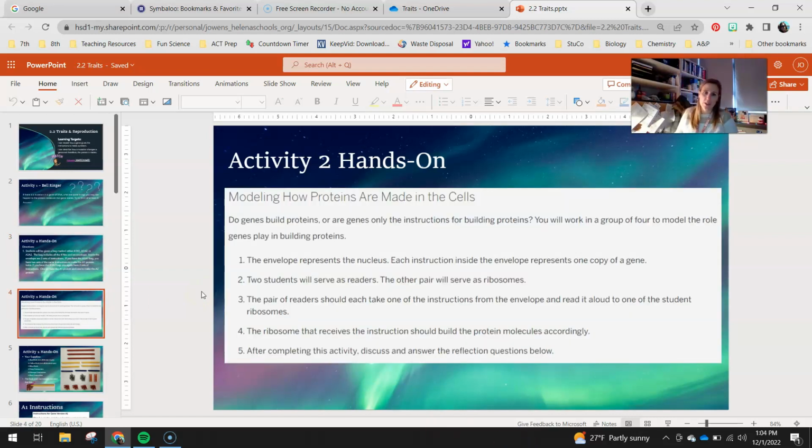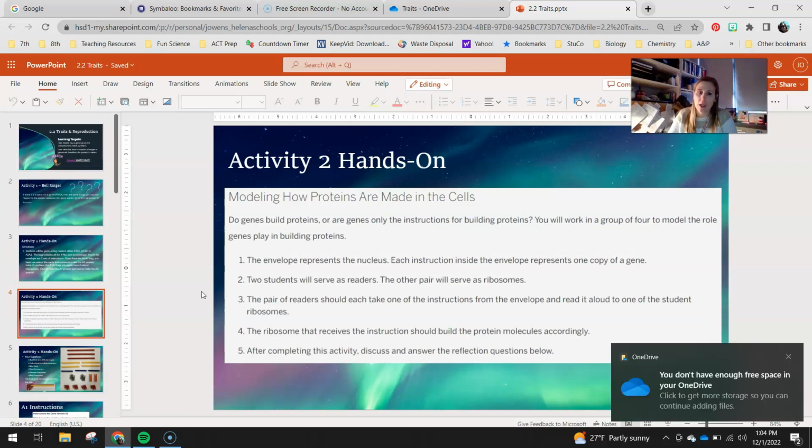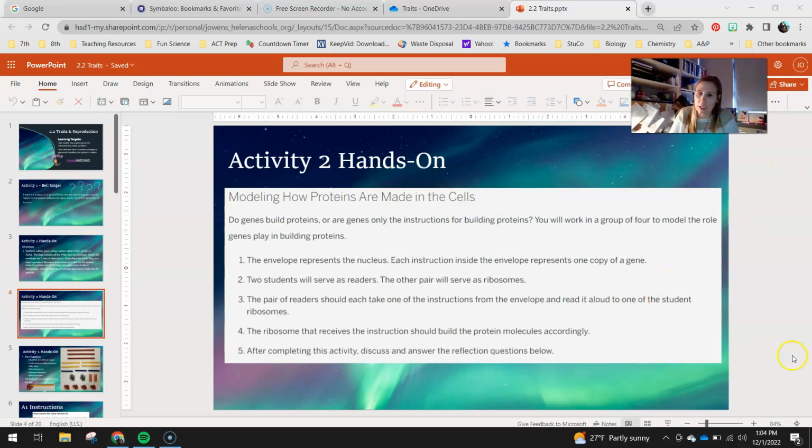Modeling how proteins are made in cells. Do genes build proteins, or are genes only the instructions for building proteins? You will work in a group to model the role genes play in building proteins. The envelope represents the nucleus. So in the bag that everyone in class got, they got this little envelope that says the nucleus. Each instruction inside the envelope represents one copy of a gene.